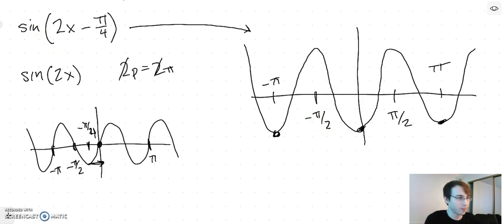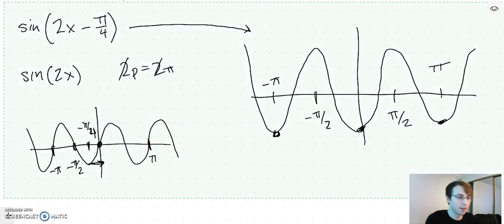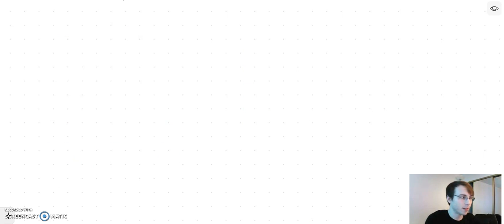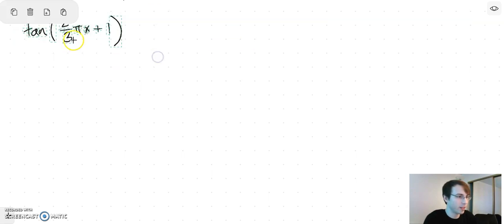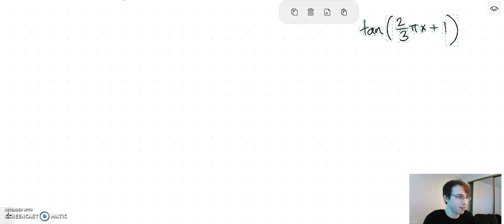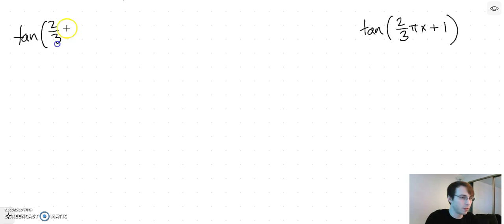Let's do one more. Let's do tangent of about 2/3 pi x plus 1. Yeah, let's do that. First we want to forget about the phase shift and just graph tangent of 2/3 pi x.